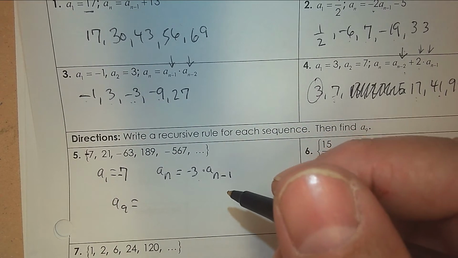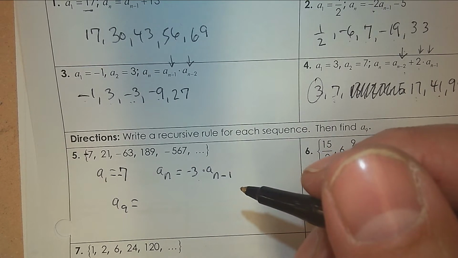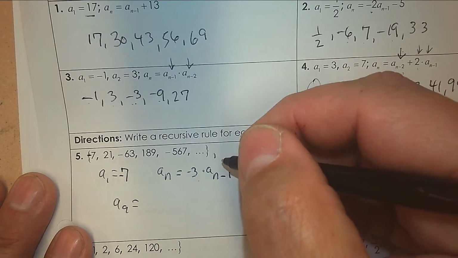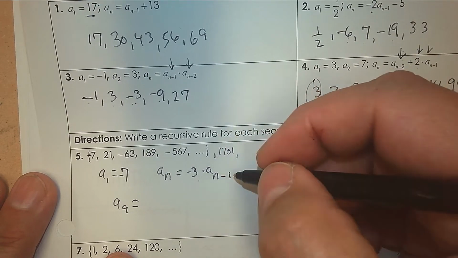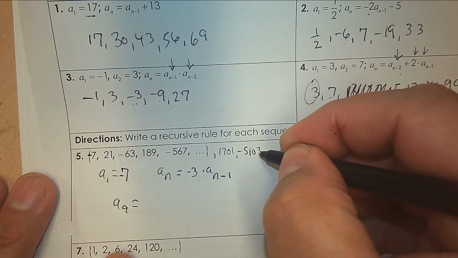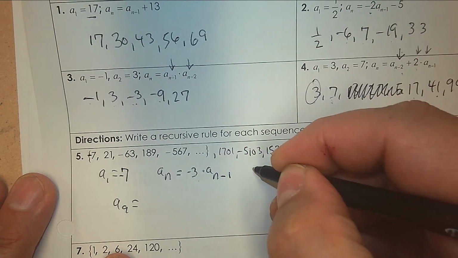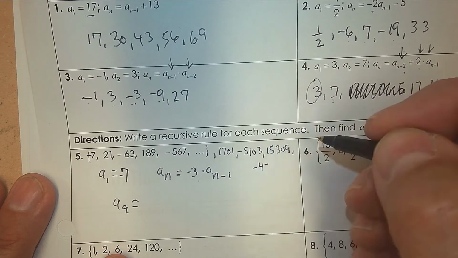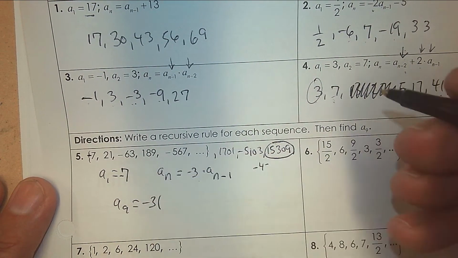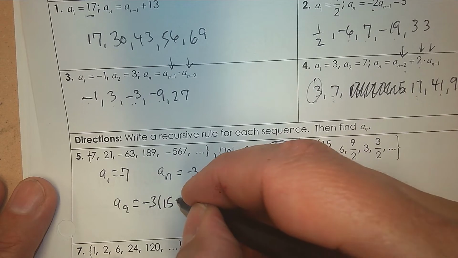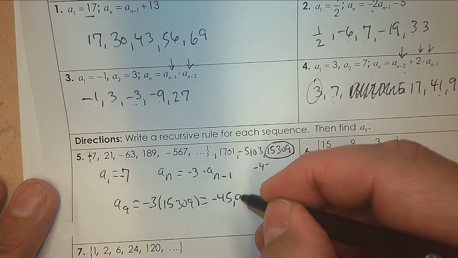You'd have to find the term before A9. So I'd need to find the 8th term. So I keep multiplying by -3. So if I do that, I get 1,701. I get -5,103. I get 15,309. I get -45,000. So it's this one right here. So that one right there is the term before. So then you multiply that by -3, and your answer is -45,927.